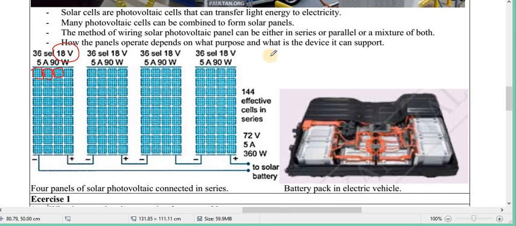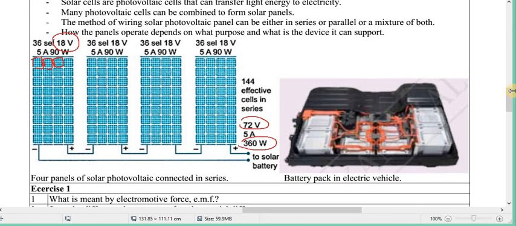Alright, so for example here, you see every single solar panel is 18 volt, 18 volt, 18 volt, 18 volt. So all of them connected in series, you get 72 volt altogether, 72 volt. And the total power that you can get is 360 watt. Every single solar panel is 90 watt, 90 watt, 90 watt. Total 360 watt power.